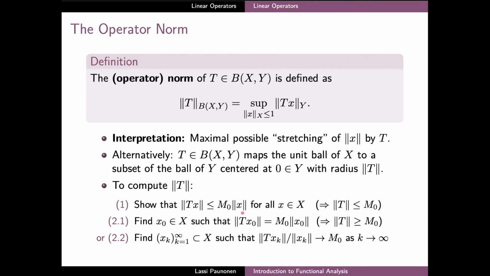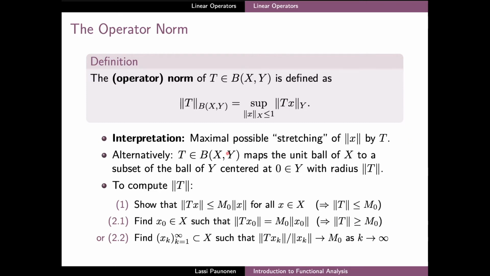And in the second step, we try to find a particular vector x0 such that the norm of Tx0 is exactly equal to our constant m0 times the norm of x0. And if we can do this, we have shown that the supremum in the definition of the norm cannot be any smaller than m0. And because of this and the first part, we conclude that the norm of T must be exactly equal to m0.